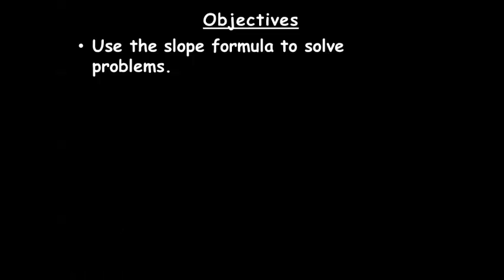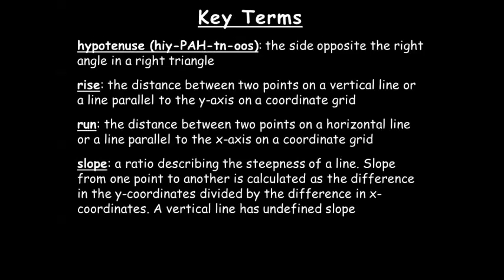Okay, the objective in this lesson is to use the slope formula to solve problems. Some of the key terms that we will be discussing are hypotenuse, which is the side opposite the right angle in a triangle. We'll be talking about the rise, the run, and of course the slope.